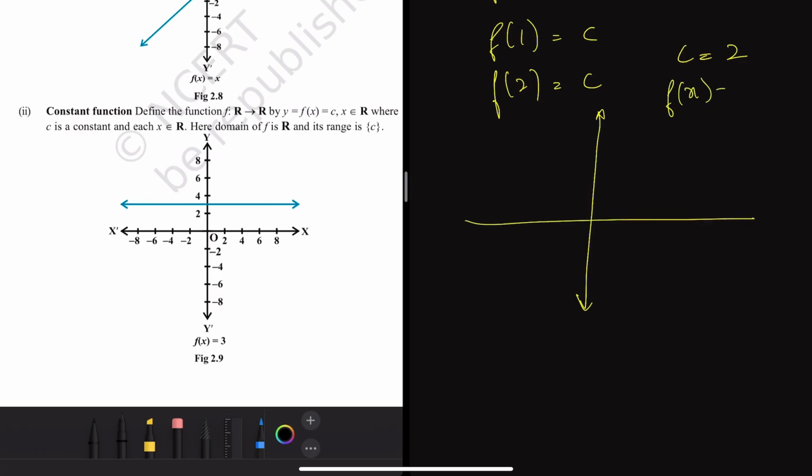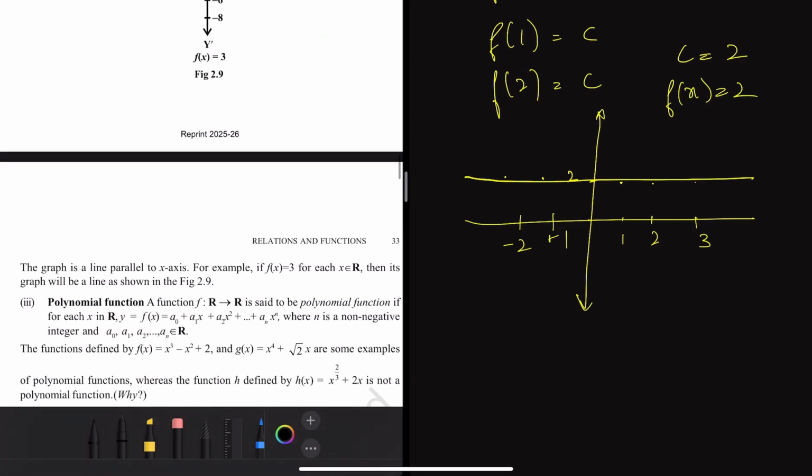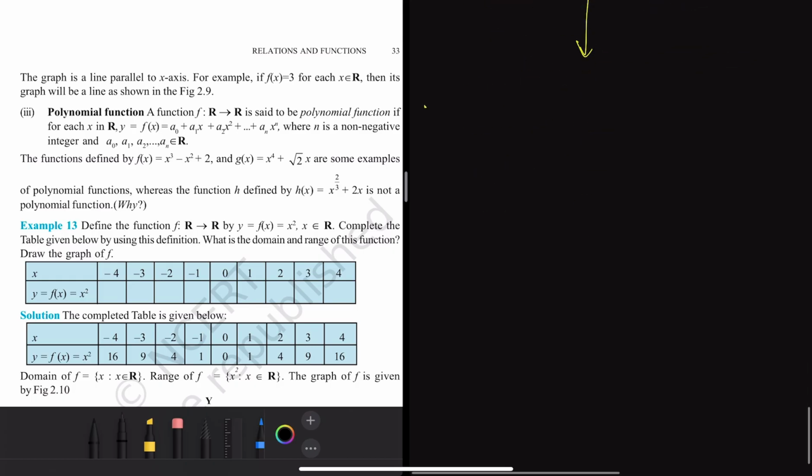So if, let's say in my case, c is equal to 2, then f of x is equal to 2, and I don't care what the value of x is. For all values of x, the value of y will be fixed at 2. So what points will we get? At 1 it is also 2, at 2 it is also 2, at 3 it is also 2. So this will be a straight line like this. Okay, moving on. The third type of functions we have are polynomial functions.